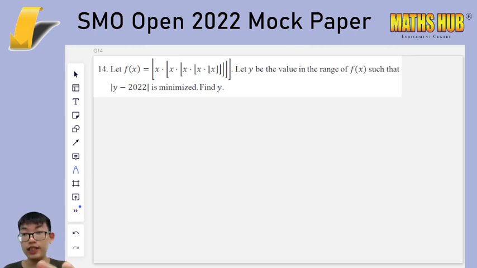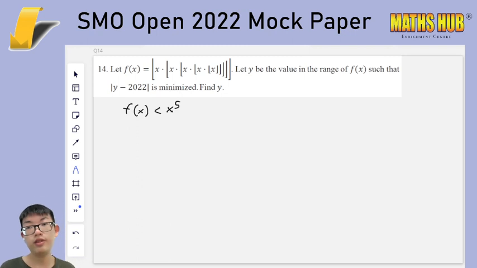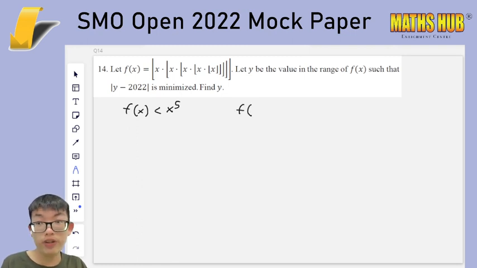The first thing that we would do is to bound f of x. Now f of x, we know that it is smaller than if you took away all the floors, and that is x to the 5. But the floor of x is still not that far away. So if we have f of x less than x to the 5, then let's estimate where it should be at least. Now f of 4 would be equal to 4 to the 5.